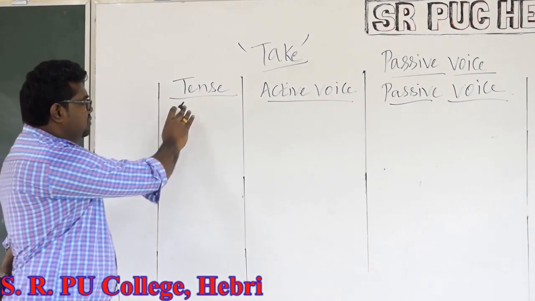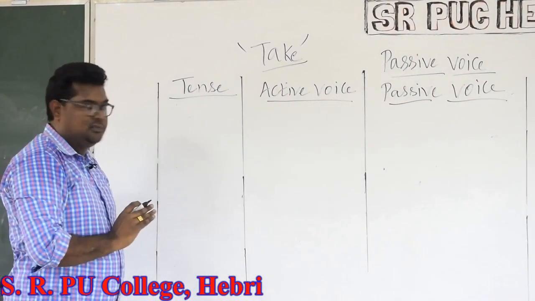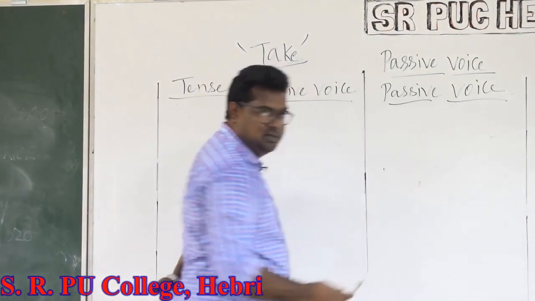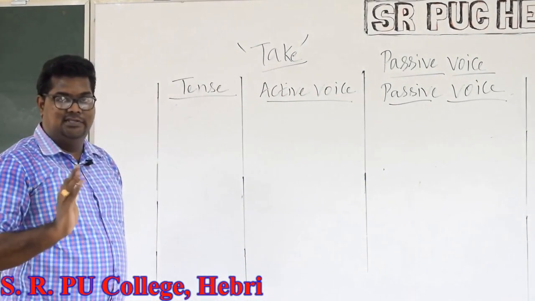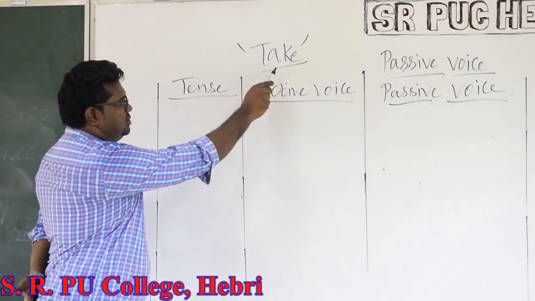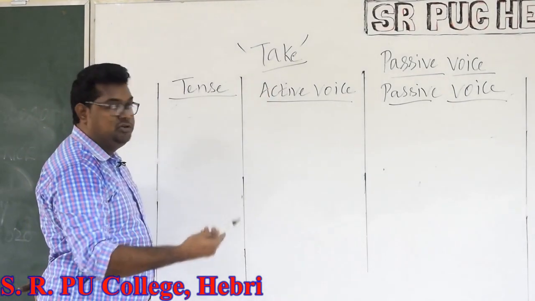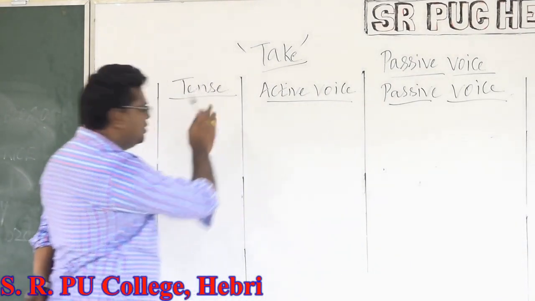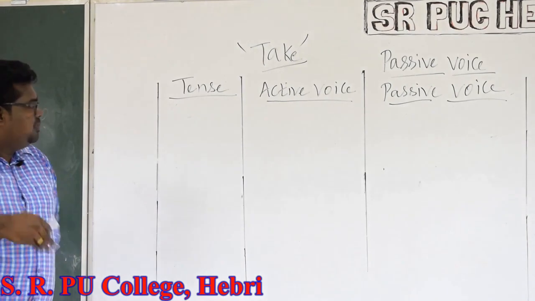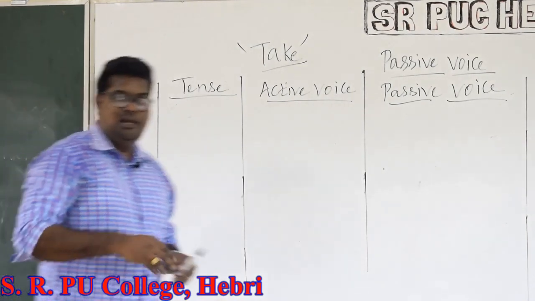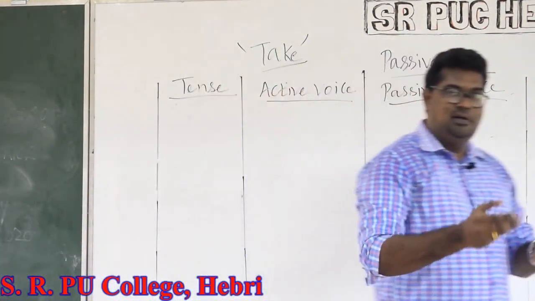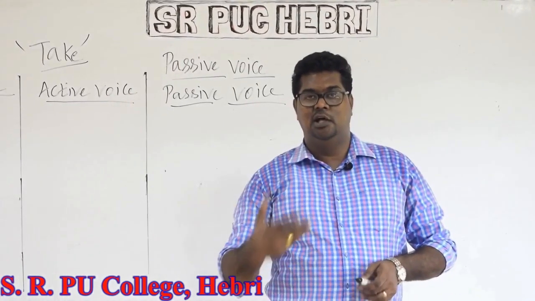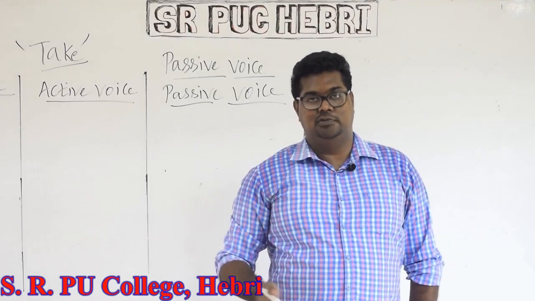In the first column, we have tense. In the second column, active voice, and in the third column, passive voice. In this table, we will learn exactly how the verb take changes into different forms in active voice as well as passive voice based on its tense. Before moving into tense, let me refresh your knowledge about the different types of tense. Even though most of you might know them, we'll still list them out.